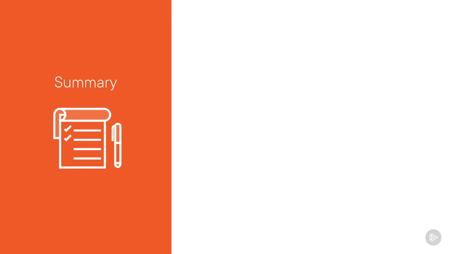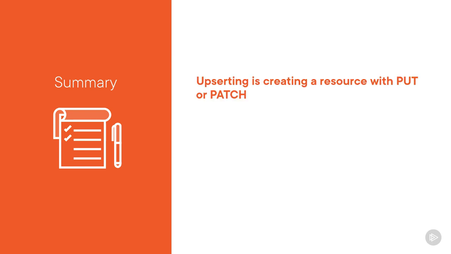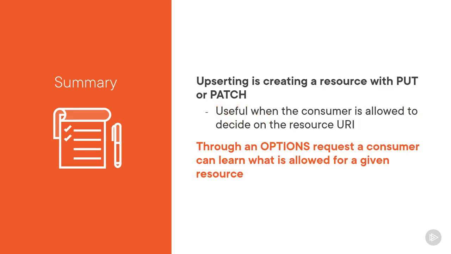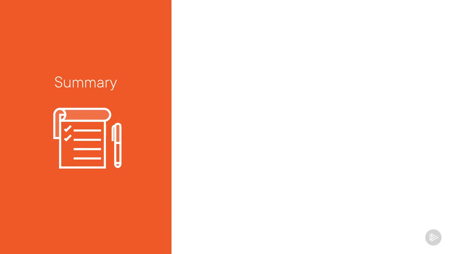We also learned about a special use case, upserting or creating a resource with an update request, be it put or patch. This can be done when the consumer of the API is allowed to create the resource URI. We also learned that we can use an options request to learn what is allowed for a given resource.